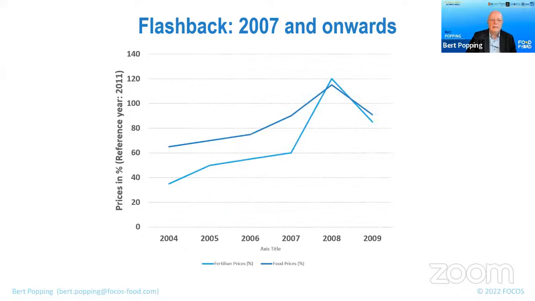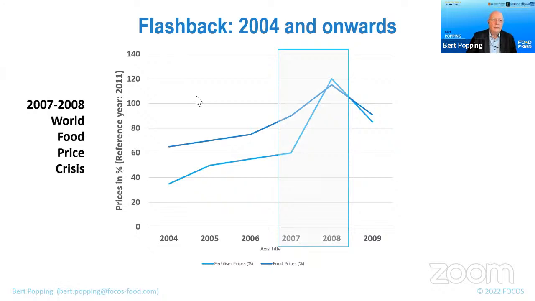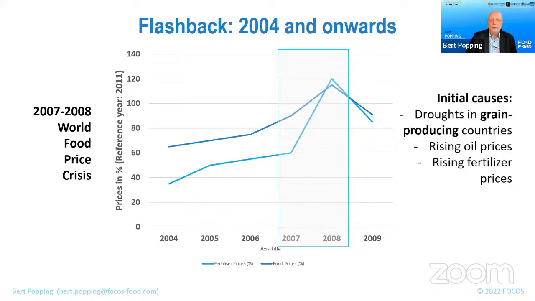And you can see in 2008, those two curves peaked. And that was basically the time of the world food price crisis. And similar to the situation that we have now, we had as initial causes droughts in grain producing countries, a rise of oil prices, here it's the petrol prices, and a significant rise, and you can see that here, in the fertilizer prices.